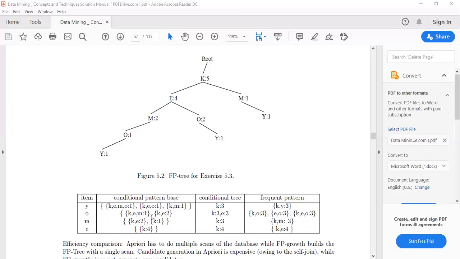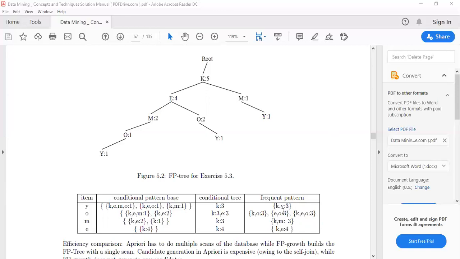Similarly, this is the way we are framing. Here also K is 2 plus 1, 3, and E happened only 2, so we are not taking the E value. If we take K, it is happening 4 times. So K is 4. Like that we can make a conditional tree with the probability value.